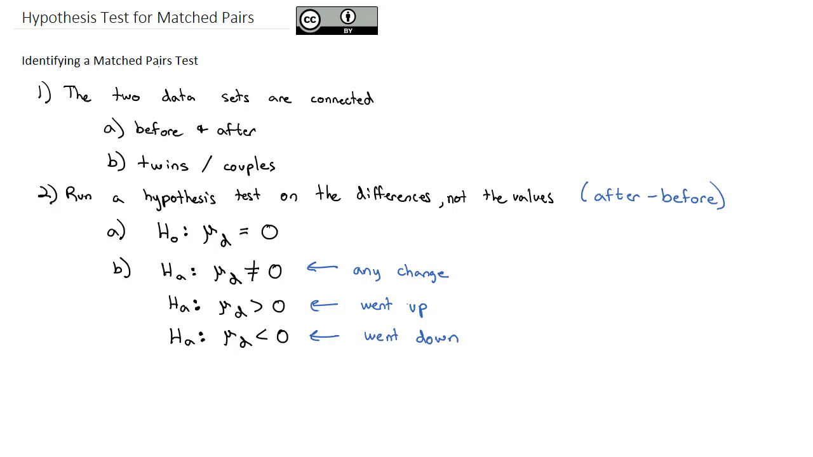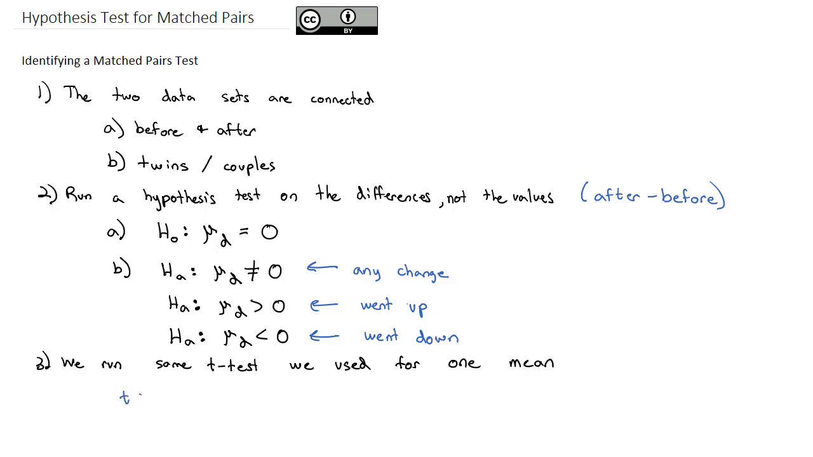So those are kind of the three situations where we would run a matched pairs test. We want to know, is there any change before and after? Do we want to know if the change went up, or if we want to know if the change went down? Once we identify the null hypothesis, we will run the same t-test we used for one mean in the prior video.